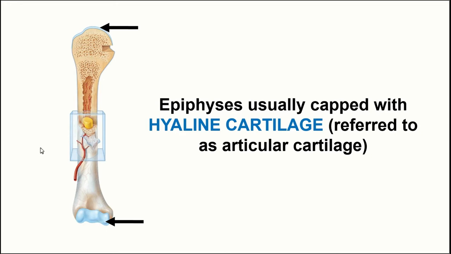Now, articular cartilage functions to cushion the ends of these bones during movement, because this is where the joints with other bones are formed, and so that articular cartilage is providing a protective cushioning as the bones glide over one another in the joint there.